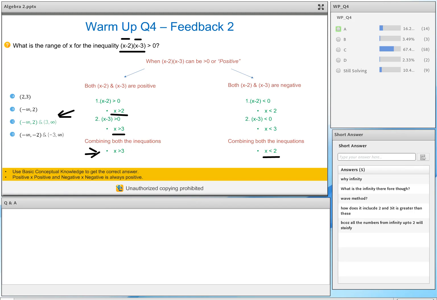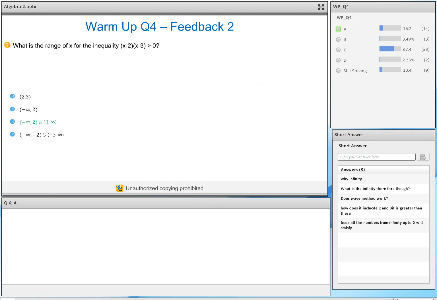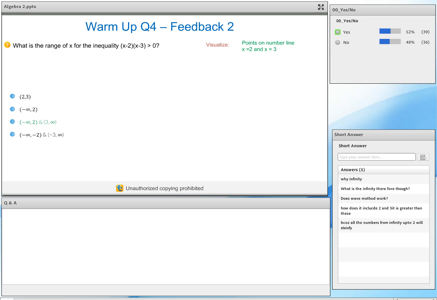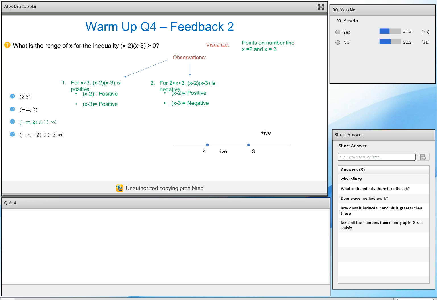Okay. All right, now we can also use a wavy line method here, which I'm not going to go into the details of, but I'm just going to demonstrate that to you over here. How many of you are familiar with the wavy line method? Yes or no? And again, it's okay if you're not familiar. Essentially, what you do in a wavy line method is you take the roots of the inequality here, which are 2 and 3, you plot them on the number line, then you simply draw your wavy line passing through 2 and 3 in this manner.